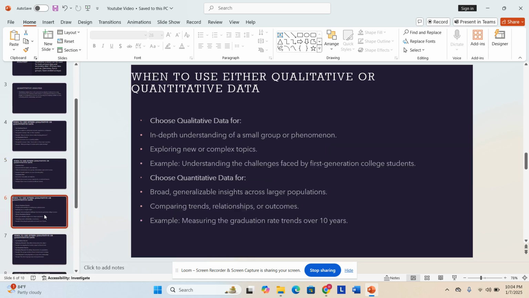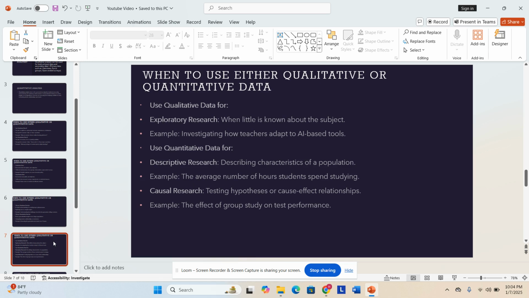Okay. Now, going further, when to use qualitative: you choose qualitative data for in-depth understanding of a small group or phenomenon, if you're exploring new or complex topics. If the topic that you have chosen is a complex topic, you would want to use qualitative data so you can have enough textual information to analyze. But choose quantitative data if you want broad, generalizable insight across large populations. For example, measuring graduation rate trends over 10 years. That's just an example.